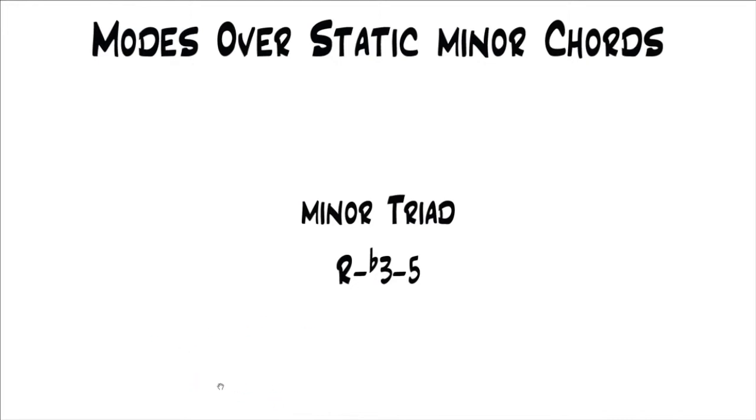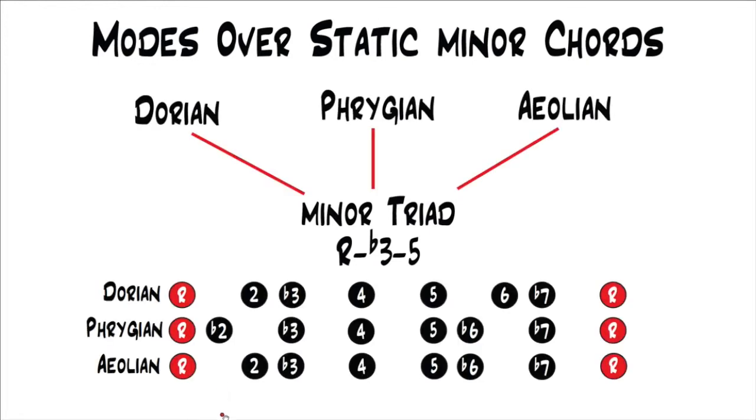So if you were to solo over a minor triad, which is just a root, a flat 3, and a 5th, you have the option of using any of the minor modes because the root, flat 3, 5 are in every minor mode. Every minor mode, if you were to build a chord starting on the root, would build a minor triad because they have root, flat 3, and 5. So you could use Dorian, you could use Phrygian, or you could use Aeolian. And each one is going to produce a totally different sound over that minor chord.